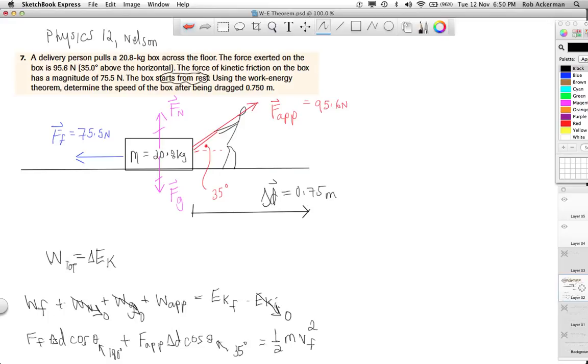Notice that you're going to get a negative number in here because the cos of 180 is negative 1. Here you're going to get a positive number because the cos of 35 is a positive number. That means that when you sub in these numbers, will you get 0, will you get positive, will you get negative? Well, let's take a look at this. The friction force is 75.5 newtons. Displacement's 0.75 meters. The applied force here is 95.6 newtons. Displacement is the same 0.75 meters. And the cosine of 35 degrees, that's about 0.8.